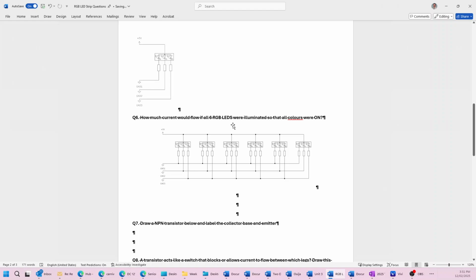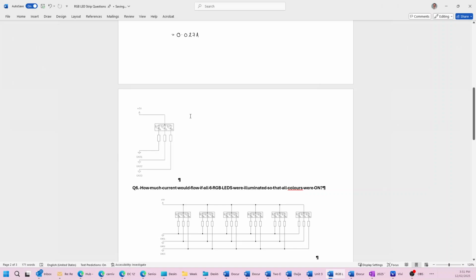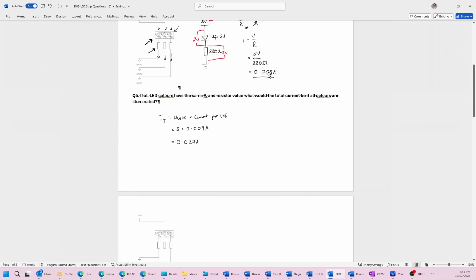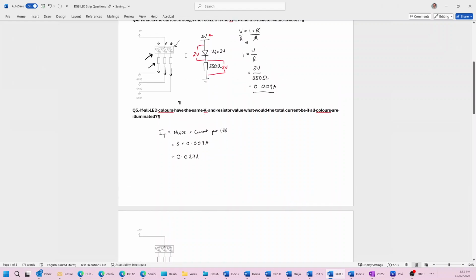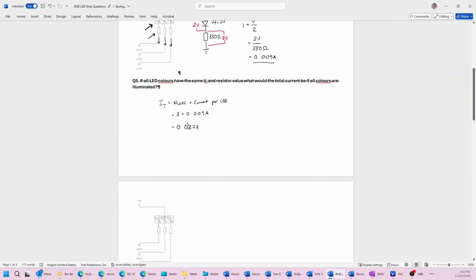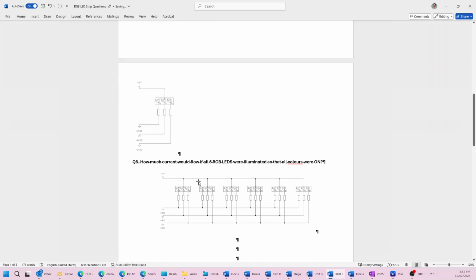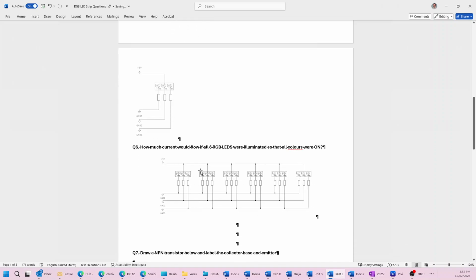And so looking at question 6 here, if each of these groups of LEDs, so there's 6 groups of 3, if each of these 6 groups of 3 is illuminated, how much current do you think flows through this entire circuit, right? So if one LED was 0.009 amps and 3 LEDs, so the entire group of 3 was 0.027 amps, what do you think this 6 is? I want you to try that on your own, right? Doesn't matter if you get it wrong, we'll go through it in class, but I want you to try that. All right, that's it.